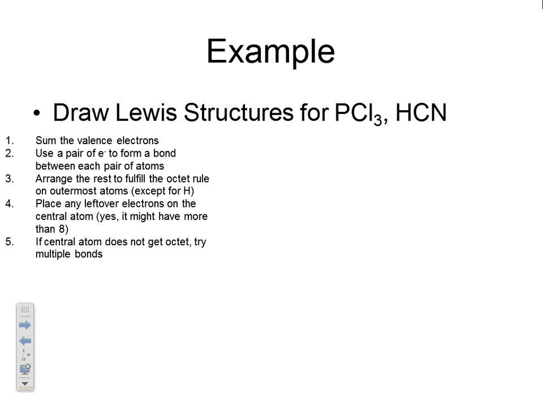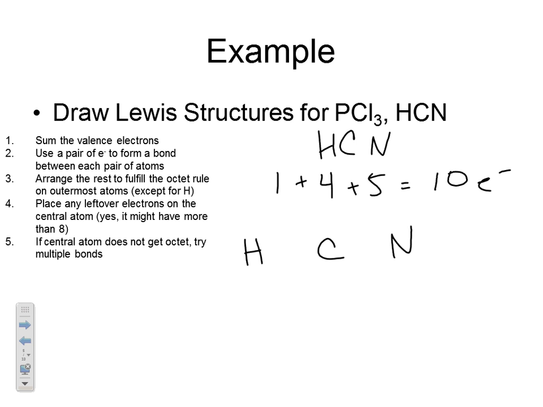So it's the exact same process. HCN. Hydrogen has 1 valence electron, carbon has 4, nitrogen has 5, so I need 10 electrons in my structure. Now this one, the atoms are literally in the order that they're listed in the formula. So H, then C, then N.